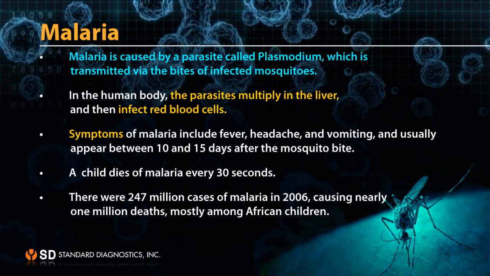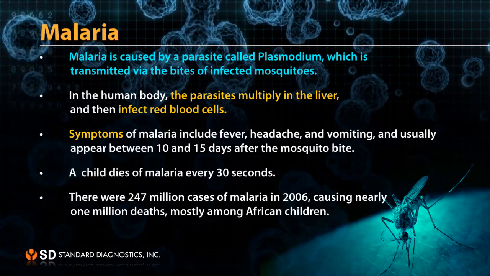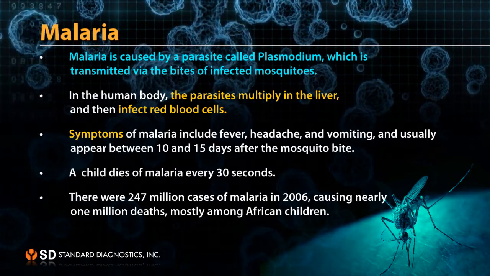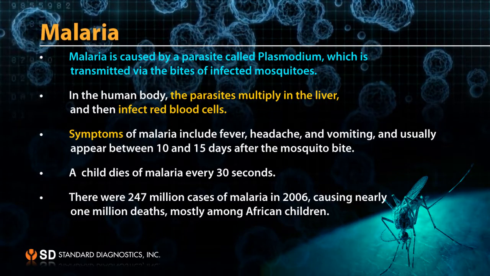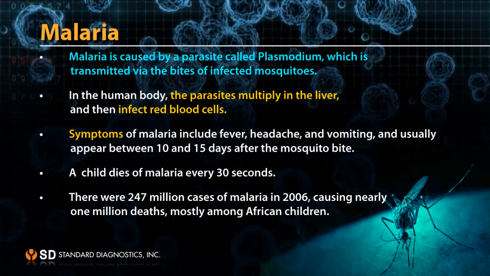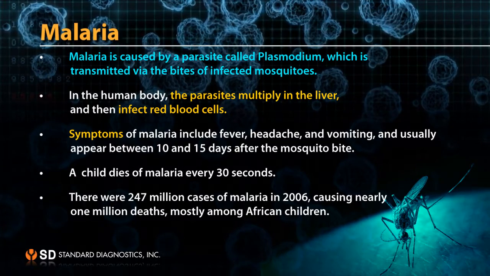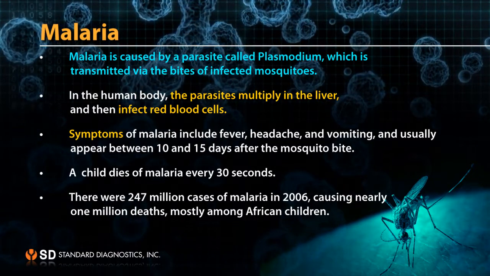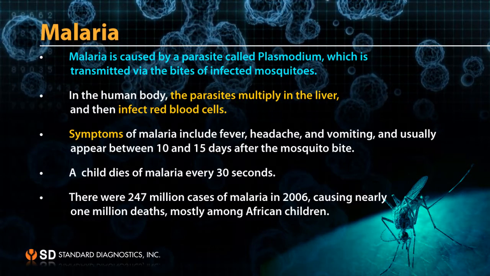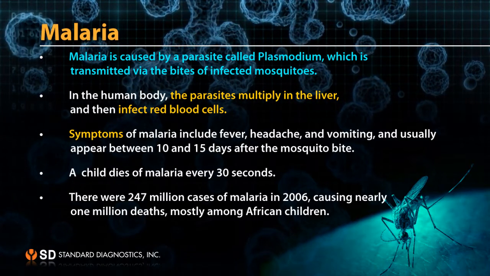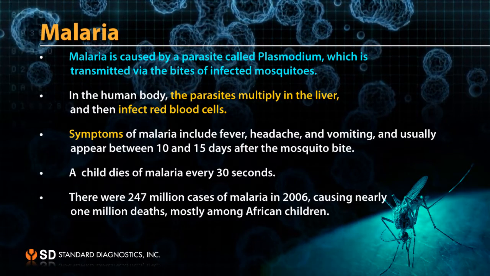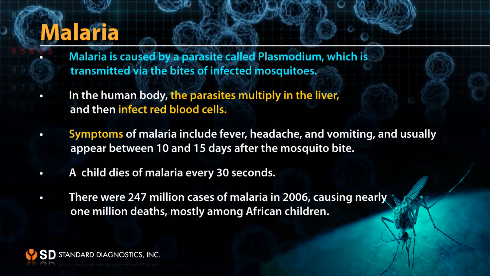Malaria is caused by a parasite called Plasmodium, which is transmitted via the bites of infected mosquitoes. In the human body, the parasites multiply in the liver and then infect red blood cells. Symptoms of malaria include fever, headache, and vomiting, and usually appear between 10 and 15 days after the mosquito bite. A child dies of malaria every 30 seconds.